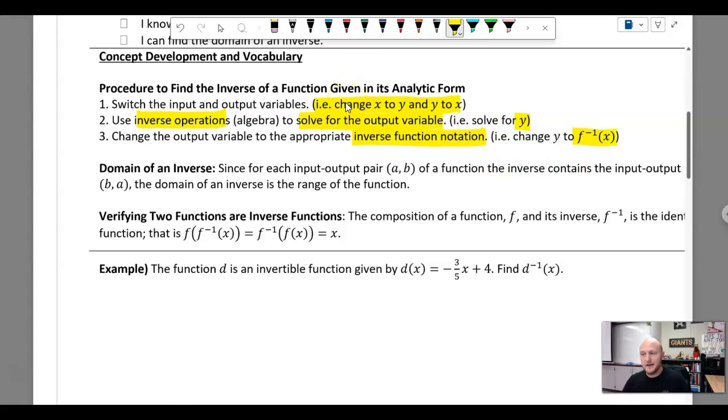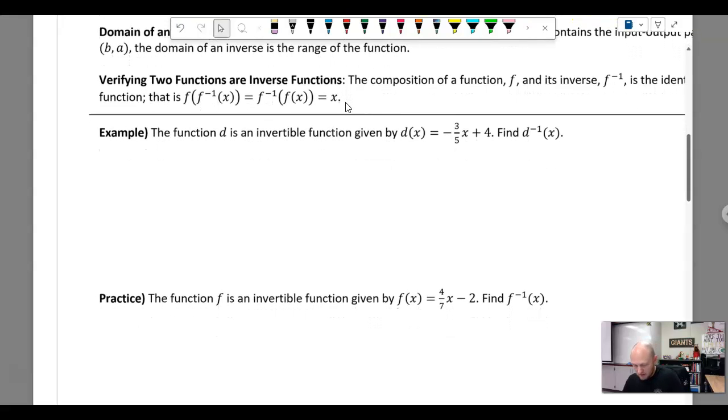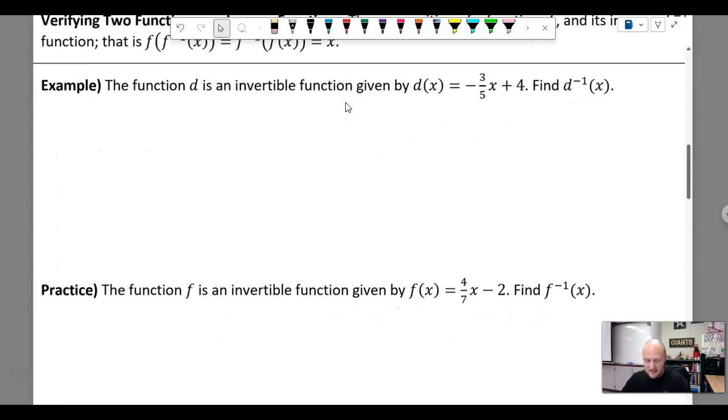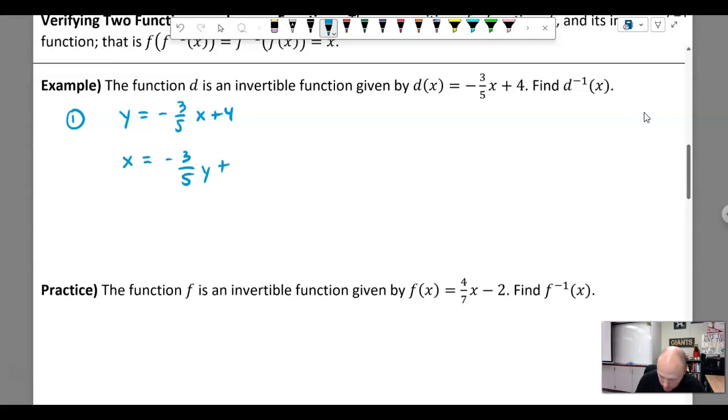So let's jump in and look at our very first example here. They say the function d is an invertible function given by d of x equals -3/5 x plus 4. Find d inverse of x. So again, step one here is I'm going to change d of x to y. So my function currently d of x, I'm just going to replace that with a y, and I'm going to swap x and y here. So this becomes x equals -3/5 y plus 4.